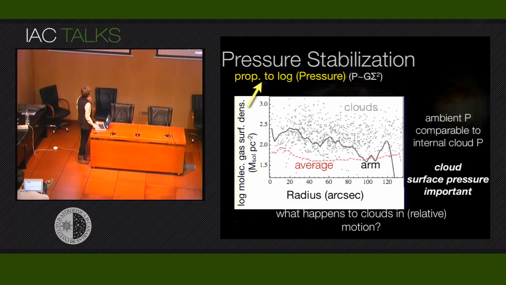So in this case, I'm going to be very concerned about what that particular balance is. Because if I've got comparable internal and external pressures on the clouds, if I perturb the surface pressure of the cloud, then I can make the difference between stability and collapse. Now, what I'm going to consider here is the influence of gas motions on that surface pressure of the cloud. Now, to do that, I want to look at how the gas is moving.